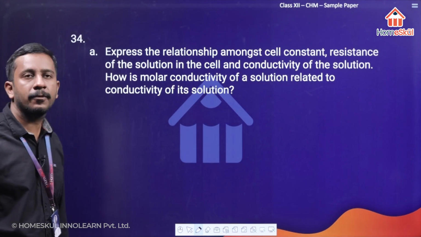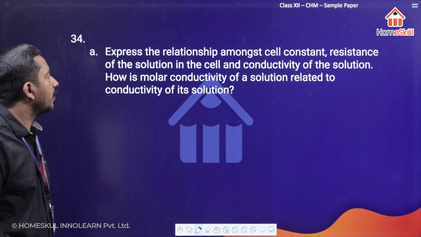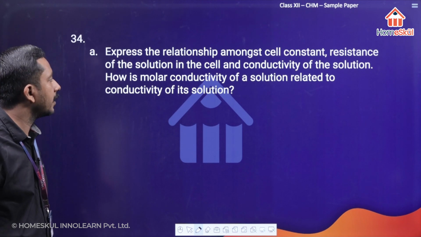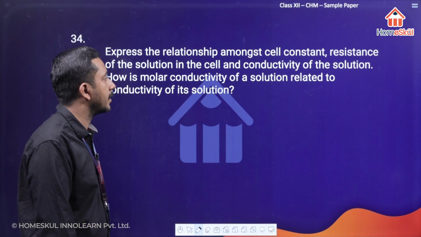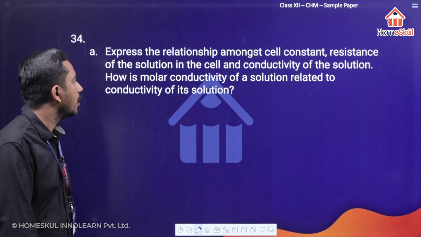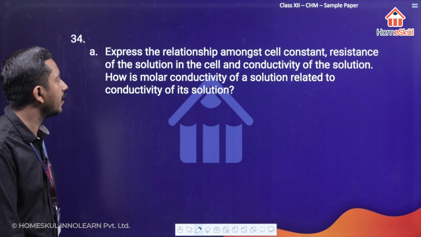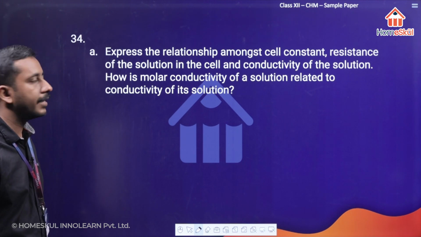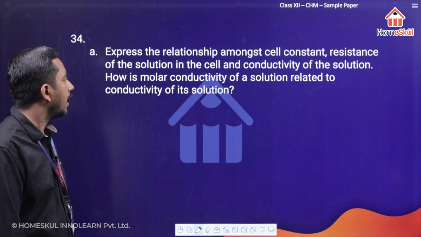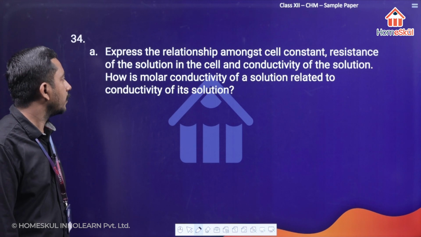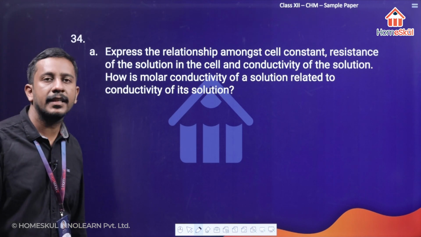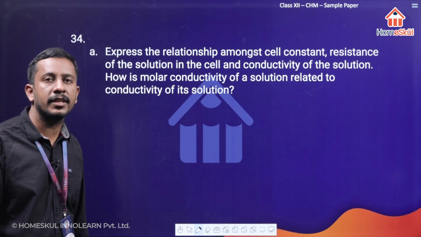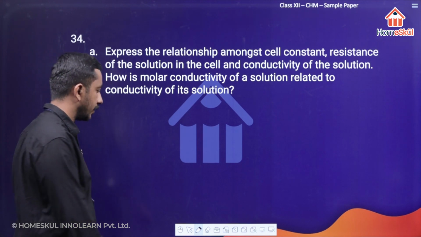The next question, 34th question, is a question from electrochemistry. Express a relationship among cell constant, resistance of the solution in the cell, and conductivity of the solution. So we have to find a relationship between cell constant, resistance, and the conductivity of the solution. And how is molar conductivity of a solution related to the conductivity? How are molar conductivity and conductivity of a solution related? So let us see how we can answer this question.